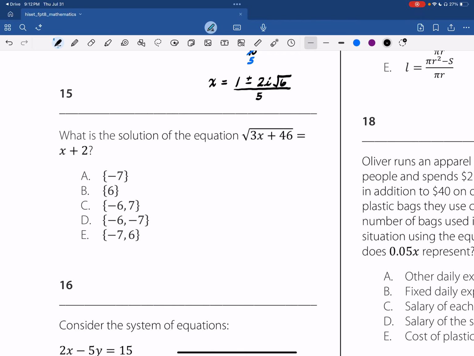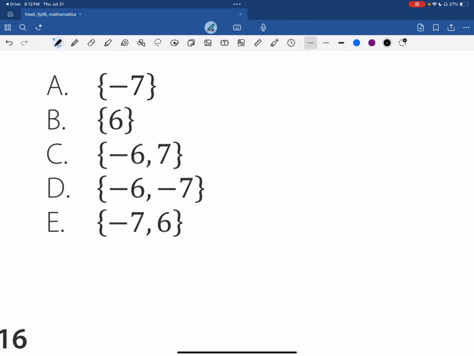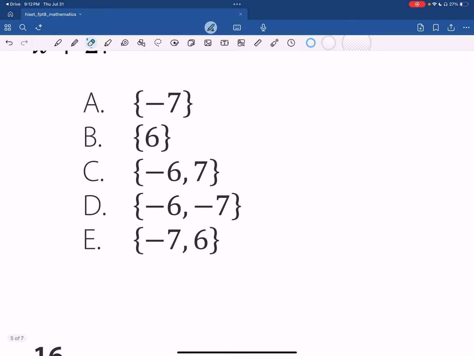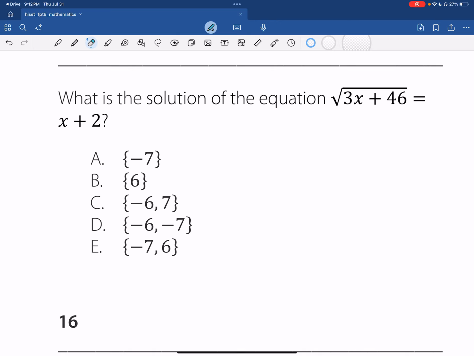One thing I want to make sure you notice, these are not coordinates, okay? These are brackets. A coordinate would look like this. That's not the same thing. This is indicating a solution to an equation. So we want to know the solution to this equation.